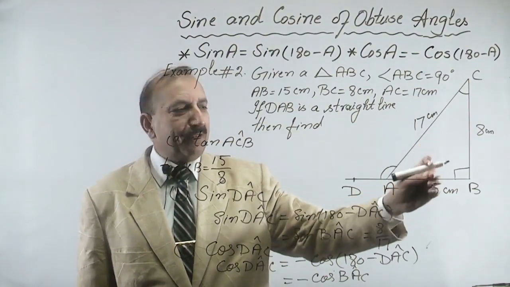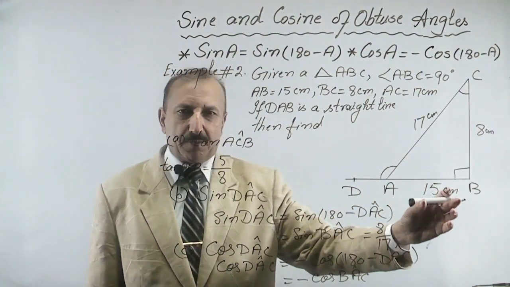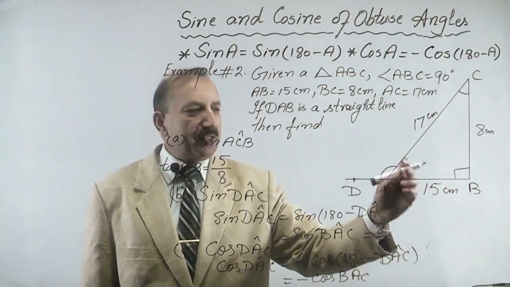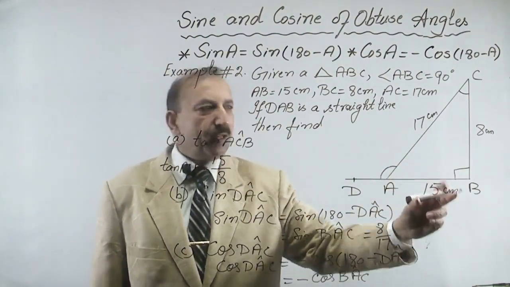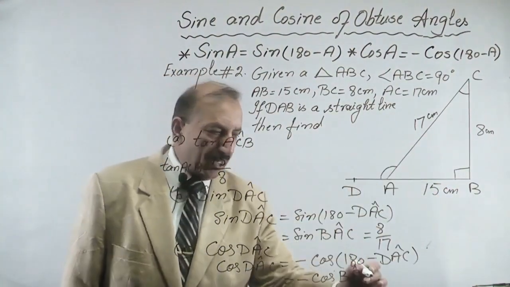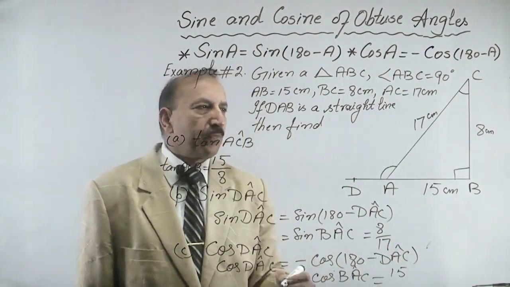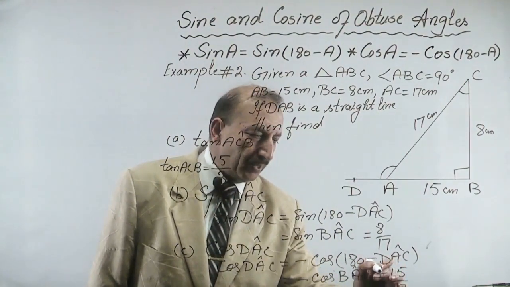Now we will see what side will help us for the trigonometric ratio cosine. Here is adjacent according to this angle. This is adjacent and this is hypotenuse. We will write in front of it the adjacent value. This is 15 and this value hypotenuse 17 with a negative sign.